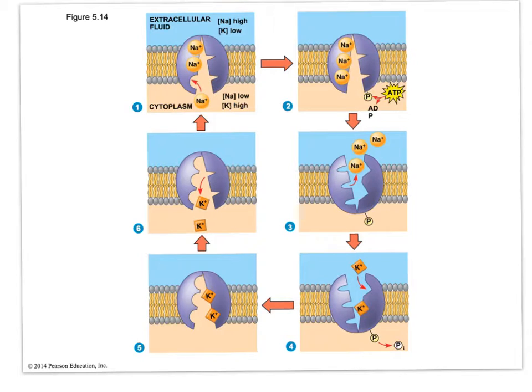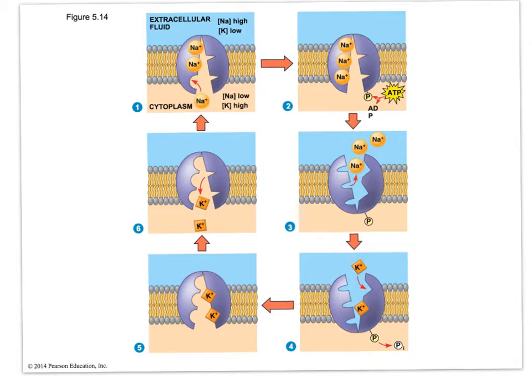I'm going to have a lot more sodiums outside the cell, right? But what else? It's going to be more positive. I'm putting 3 positives out, 2 positives in. Every cycle, I'm adding an additional positive ion outside of the cell. So in this case, the cell will always be more positive outside than inside. And that's what we call a resting membrane potential.